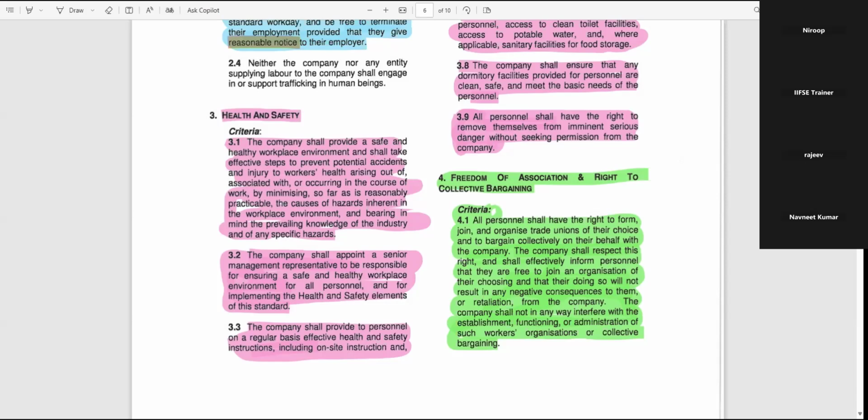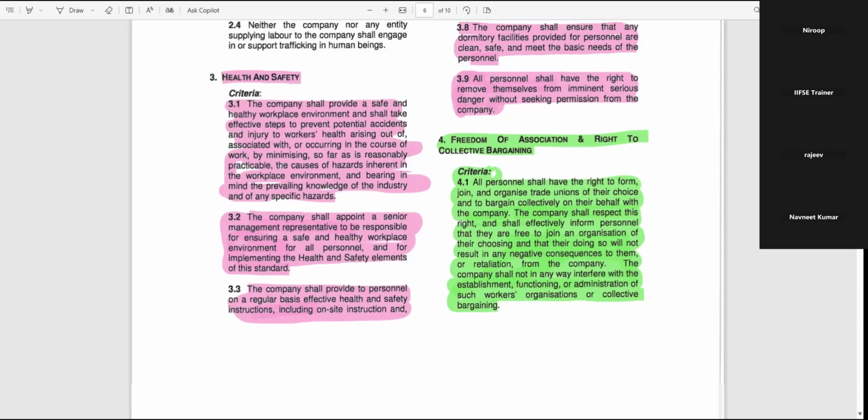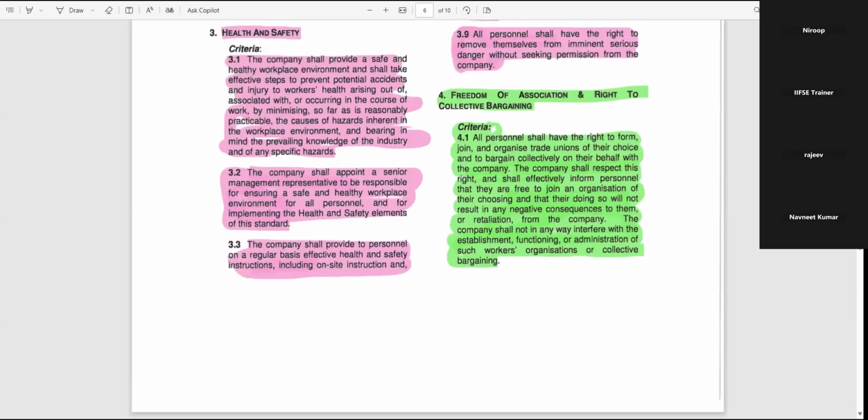Okay, so whatever hazards are in the company, they have to be identified and the people should be made aware of them. Then the company shall appoint a senior management representative to be responsible for ensuring a safe and healthy workplace environment for all the personnel, and also for implementing the health and safety elements of this standard. It is nothing but hiring a safety officer to make sure that all the safety aspects and the standard requirements are implemented.